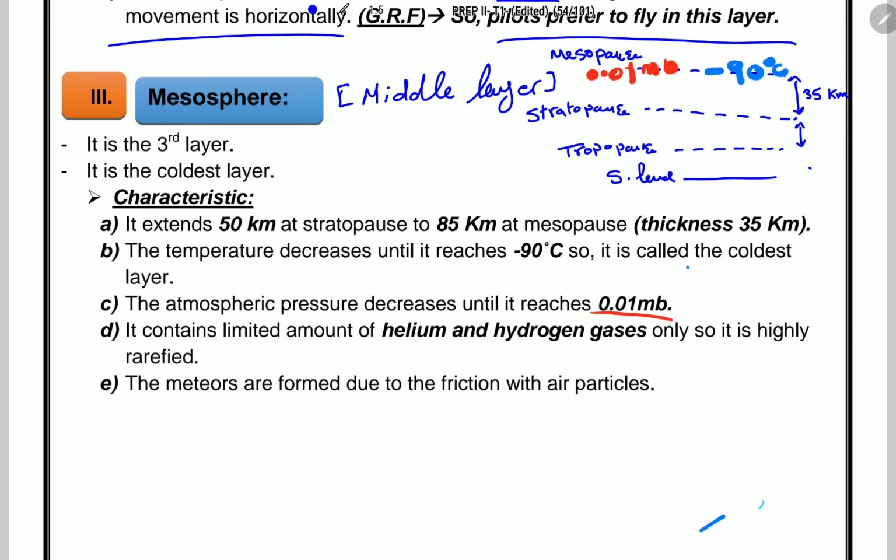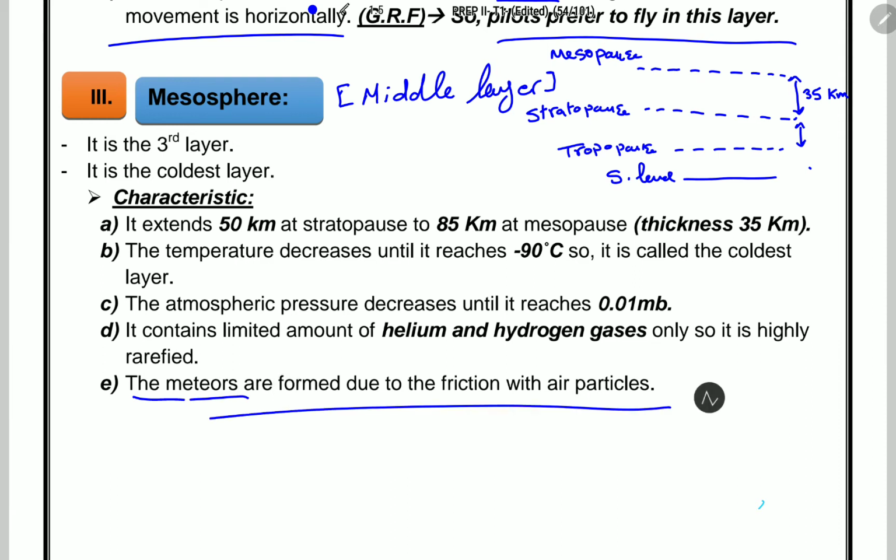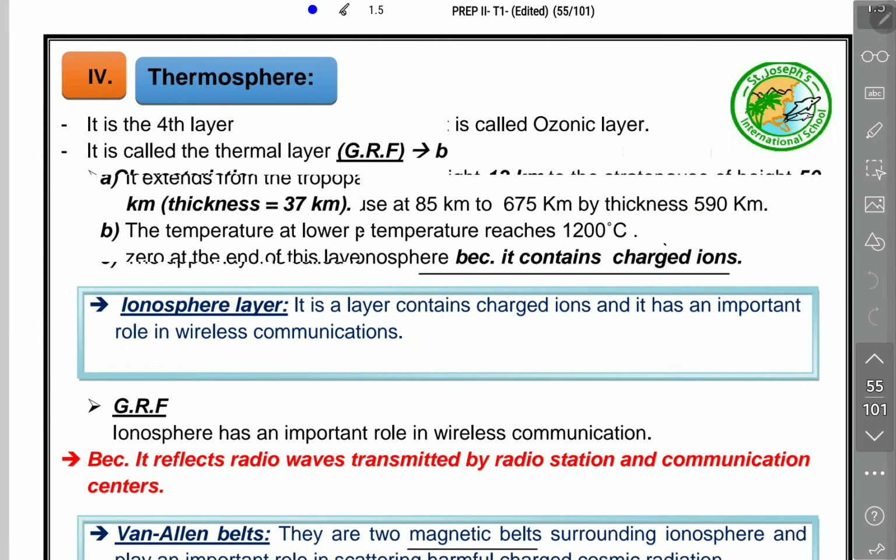And it just contains very small amounts of helium and hydrogen gases. That's why we name it the highly rarefied or the highly vacuumed layer. This layer contains the meteors. The meteors are found due to the friction with the air particles. And this is everything about the mesosphere.